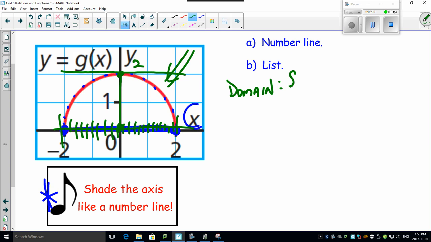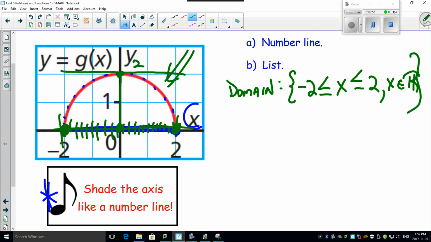So in a list, what I'm going to do is say, okay, we're going from -2 all the way to +2. Right? We're going from -2 to +2. So that x has to lie between those two numbers. So it's got to be greater than or equal to -2. That's why we put a dot here, because a dot means equal to. And all the numbers have to be less than or equal to 2. So put a dot here, right? Means to include that. And the most important part to include here is that x is an element of the real numbers. There's your list for your domain.